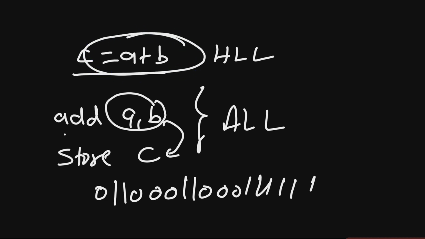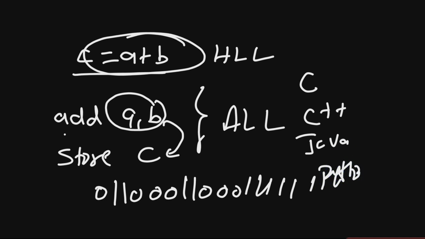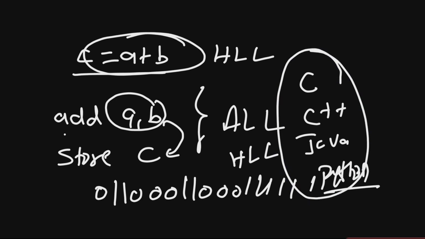Some examples of high level languages are C, C++, Java, Python. These are all high level programming languages which are very easy to understand and very easy to write. These are the programming languages which we are going to study in the future.